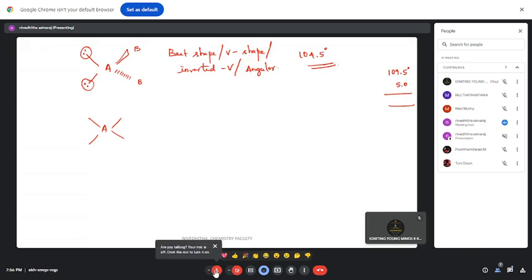Okay, fine. If the central atom's hybridization is sp3, but the central atom got only one terminal atom, then only one bond will be filled with an atom, and the rest of the bonds will be empty, right? So how many lone pairs will we have in this case?